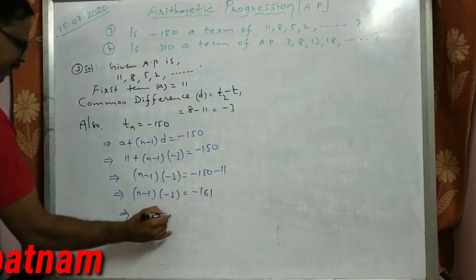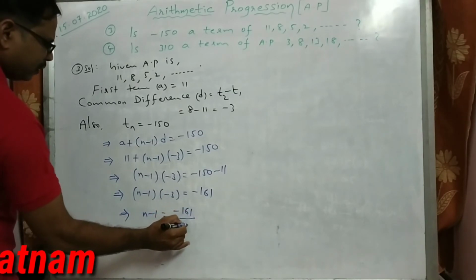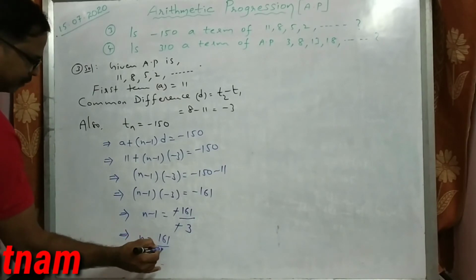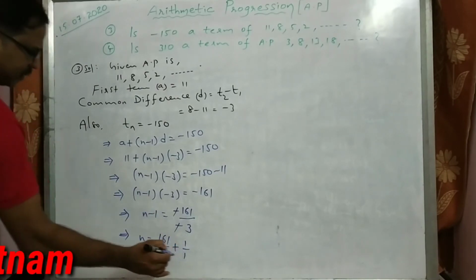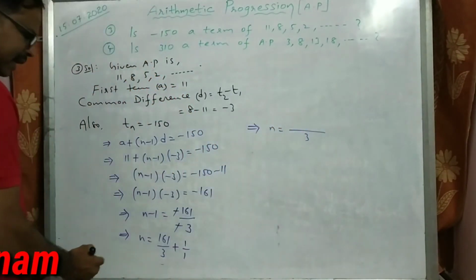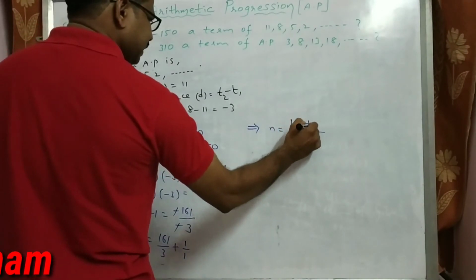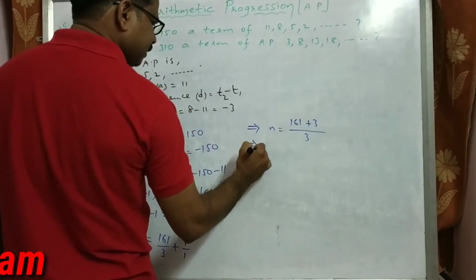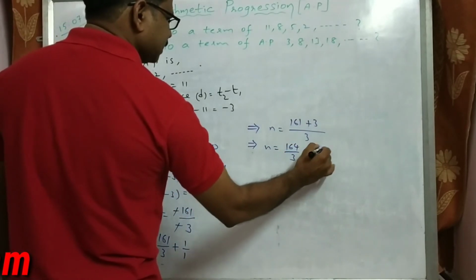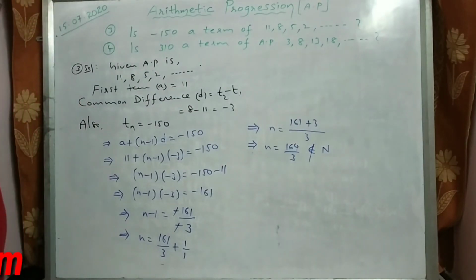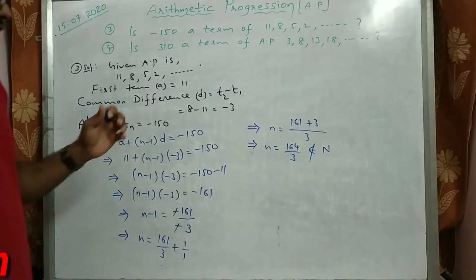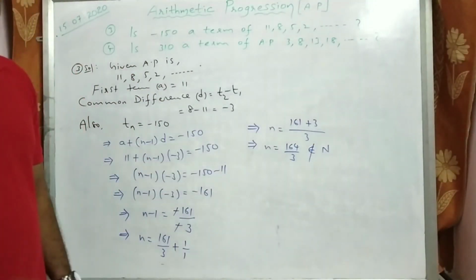So n minus 1 equal to minus 161 upon minus 3. Minus minus cancel. N equal to 161 by 3, and minus 1 will be plus 1. Now take the LCM. What is the LCM here? 3. 161 ones are 161 plus 3. So n equal to 164 by 3. It is not a positive integer. What is n here? N means it is a term, so it should always be a positive integer, that means a natural number.